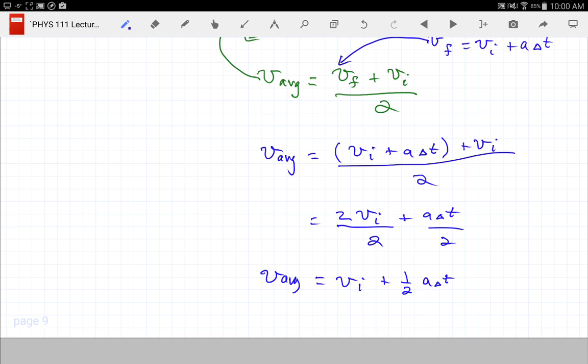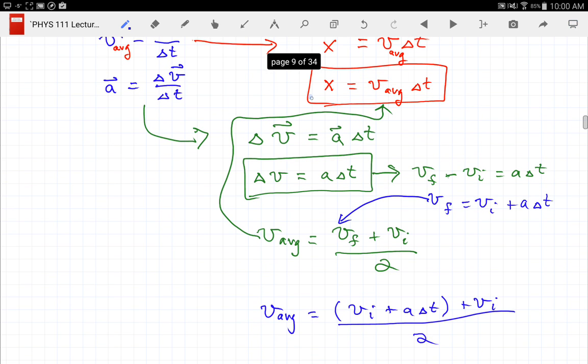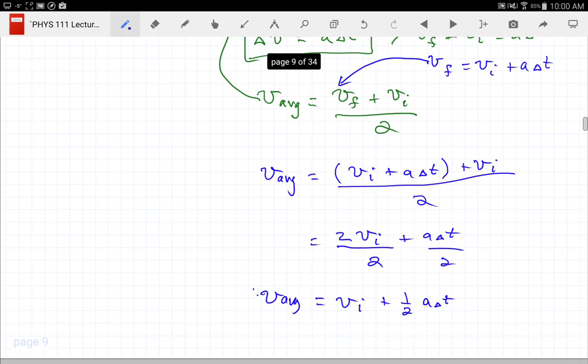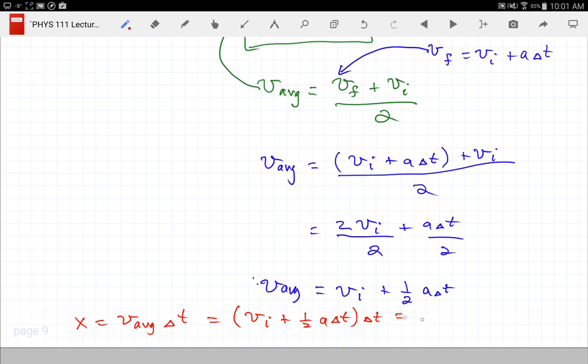And then I will put this V average into the equation up here for x. So I'll go back to red just so it matches the color before. X equals V average delta t, equals V initial plus 1/2 A delta t, multiplied by delta t, which is V initial delta t plus 1/2 A delta t quantity squared.